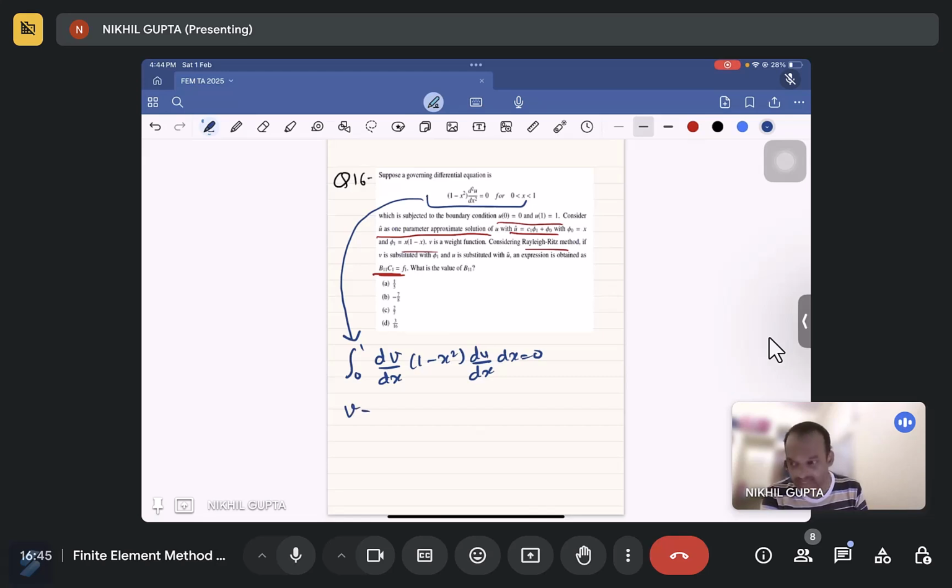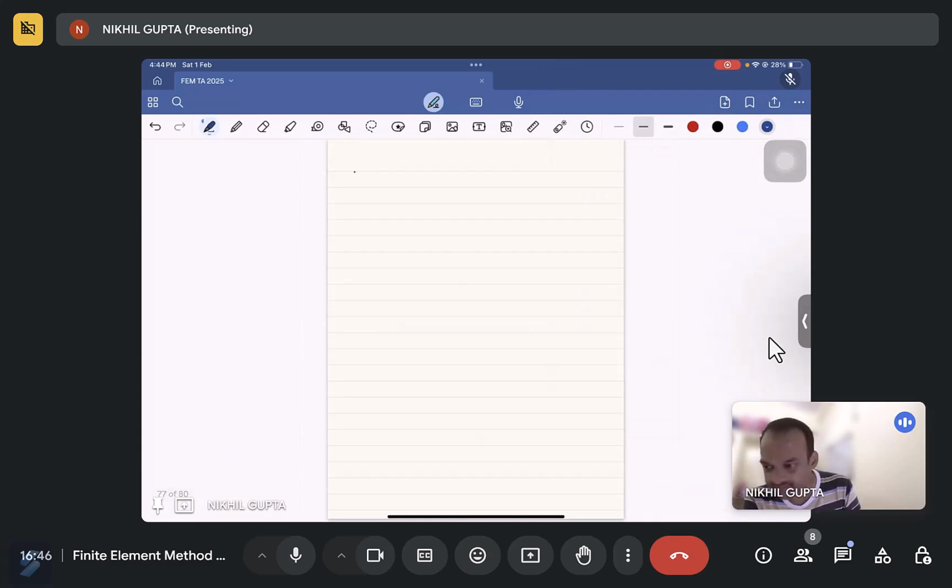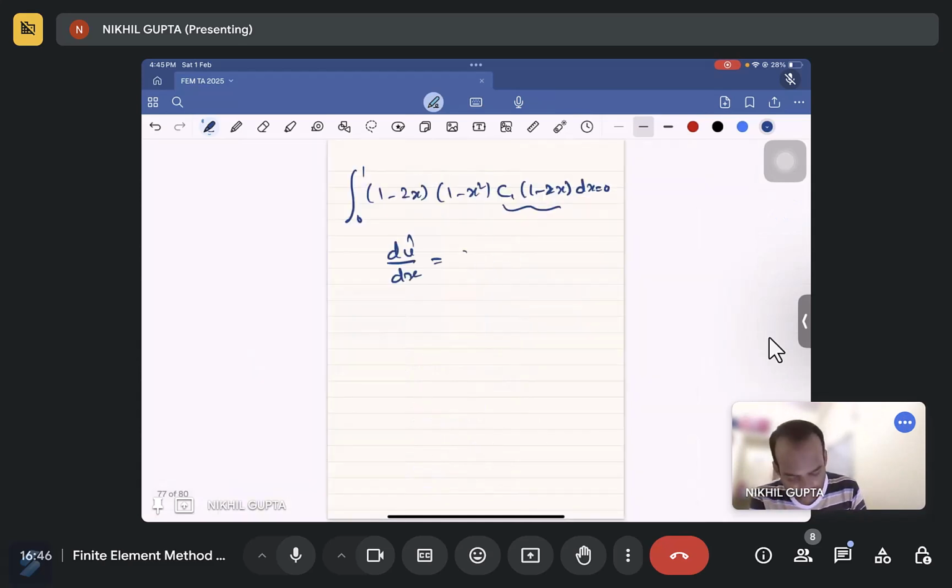What other things are given: v as phi 1, which is x(1 minus x), and u, which is u bar, is given as c1 phi 1 plus phi naught, and it will come up to c1 x(1 minus x) plus x. So these are all the given parameters I have written. Now when you go to solve this, integral 0 to 1 of (1 minus 2x)(1 minus x square), then c1(1 minus 2x) dx is equal to 0. Where I got this is du bar by dx, which you will do like this: c1(1 minus 2x) plus x. So when you put it, you will get this. Now you just have to solve this and get the solution.